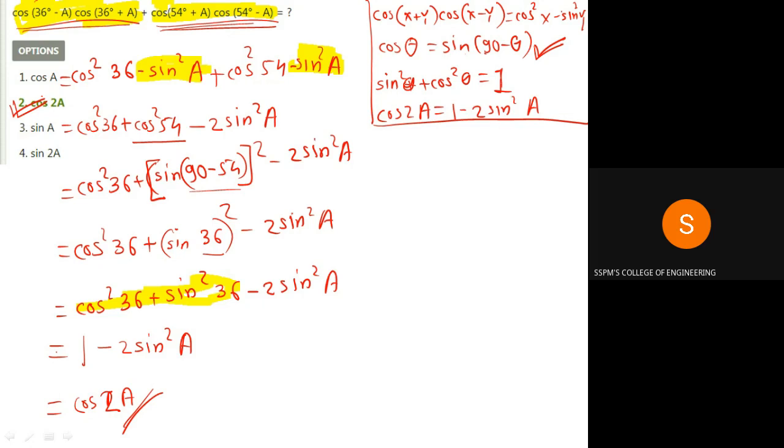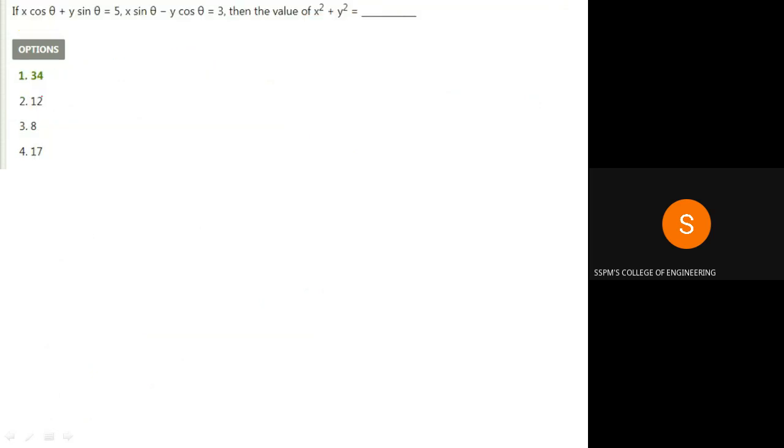So now we'll move to the next example. First see carefully what is given. X cos theta plus y sin theta is equal to 5. X sin theta minus y cos theta is equal to 3. And what is the value to be found? X square plus y square. So the value to be found has square terms in it, x square and y square.